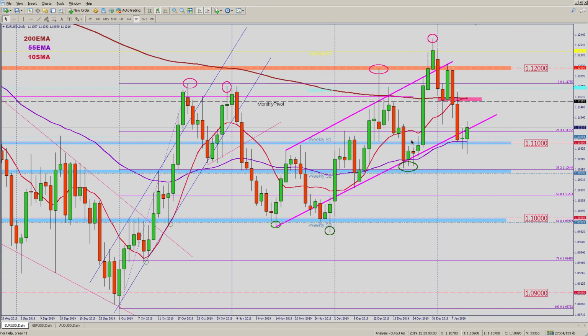Let's kick off with the Euro dollar, where at the start of the week it pulled back up to retest the 112 level where it fell from the previous week. And then following that, after it was rejected, we tested the upper channel trend line and fell all the way back down to the daily 55 EMA and the 111 support level.